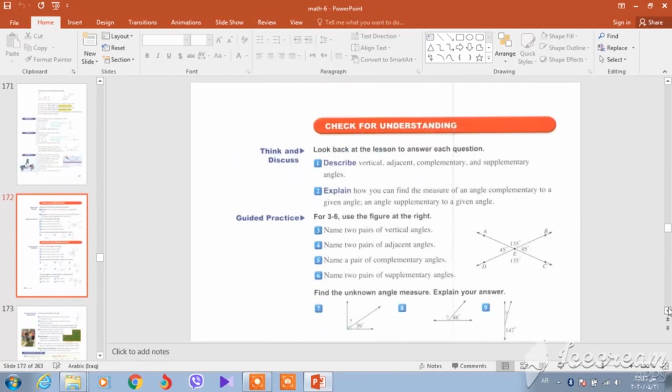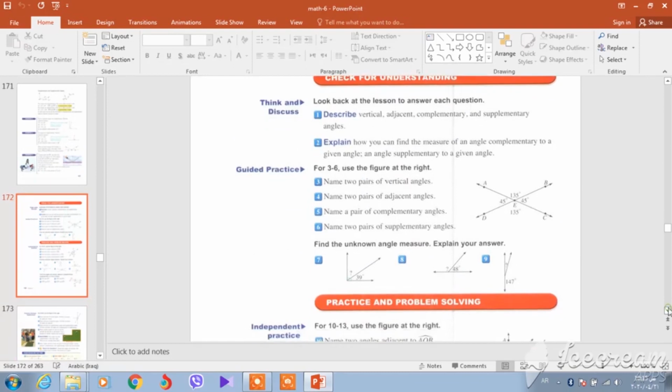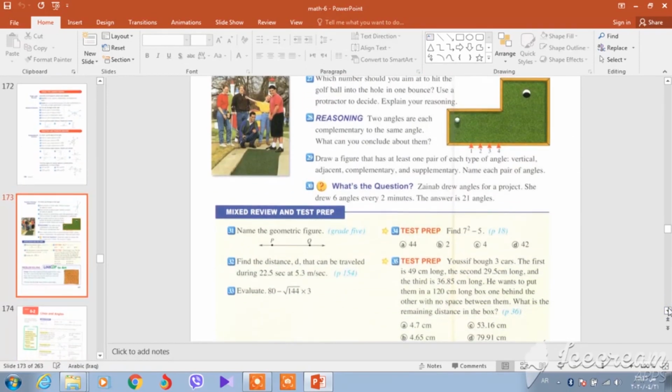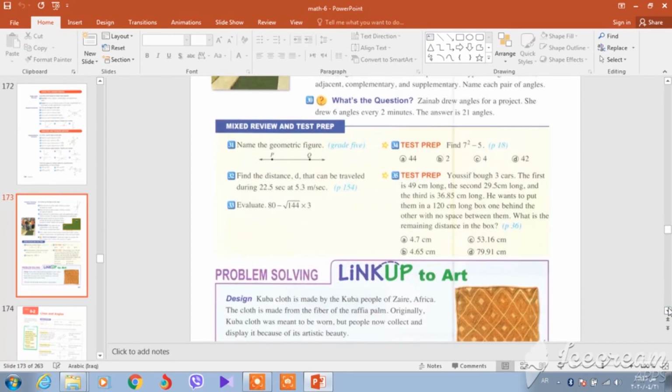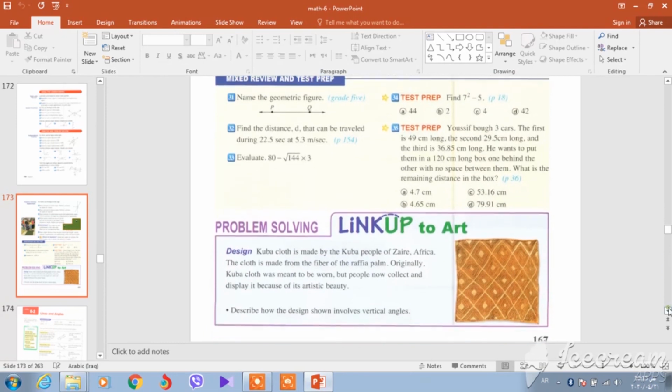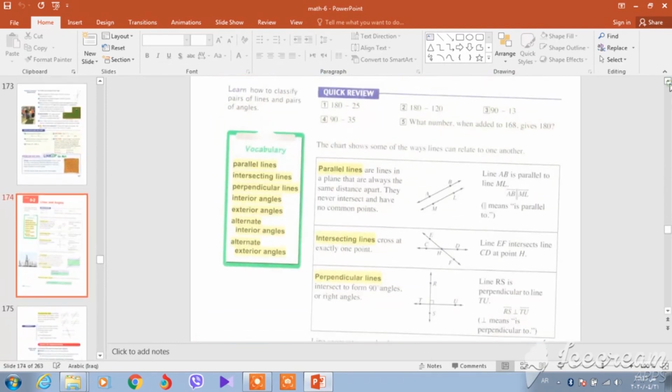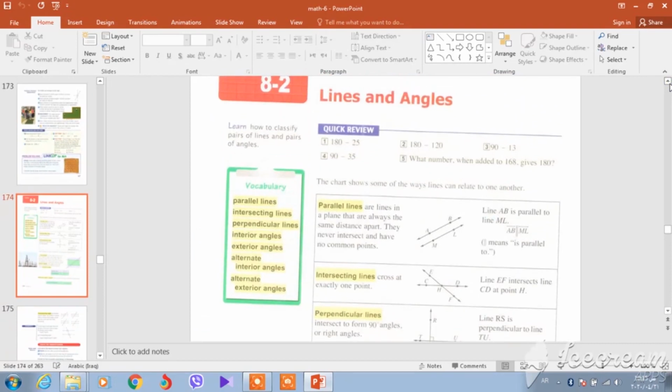And we solved more examples also. And now we study lines and angles at page 168. Open page 168, and now we study about lines and angles.